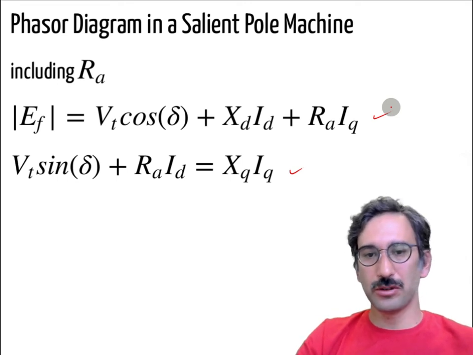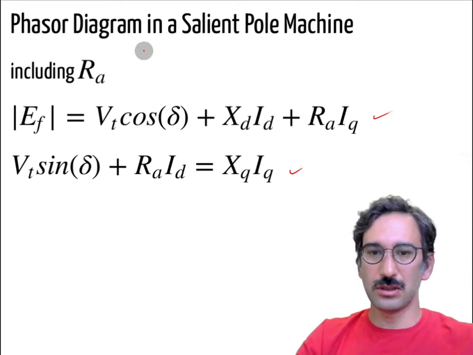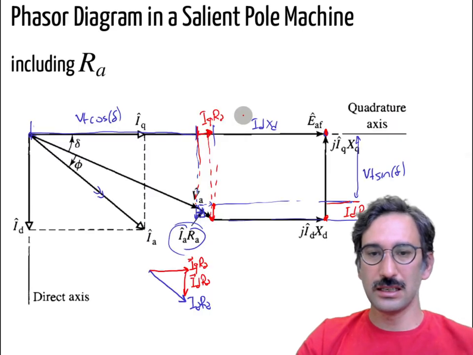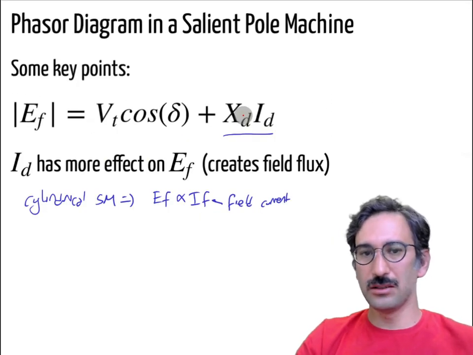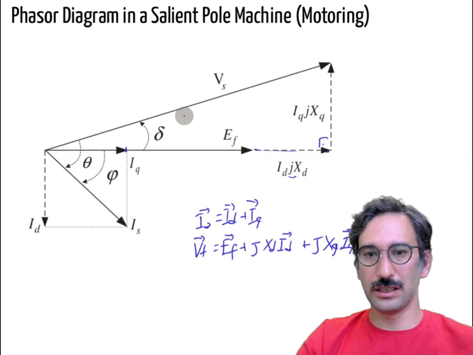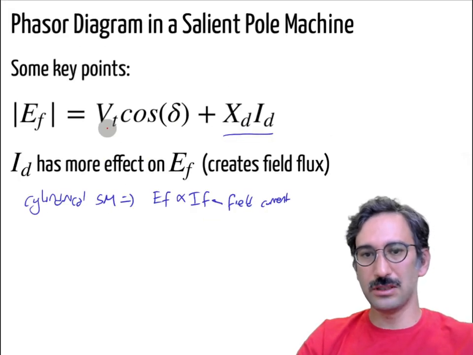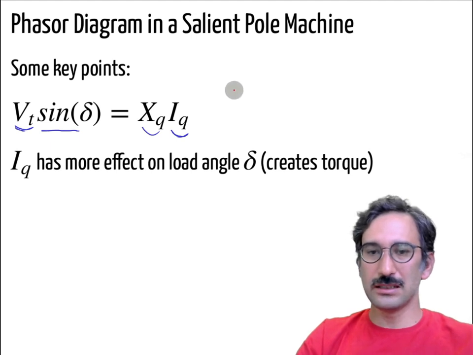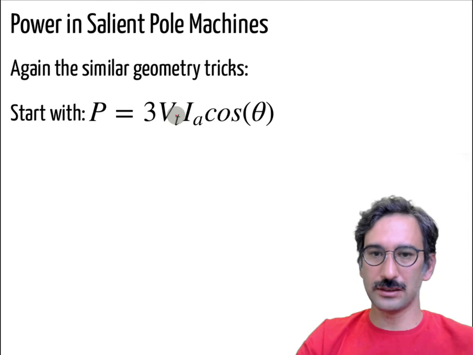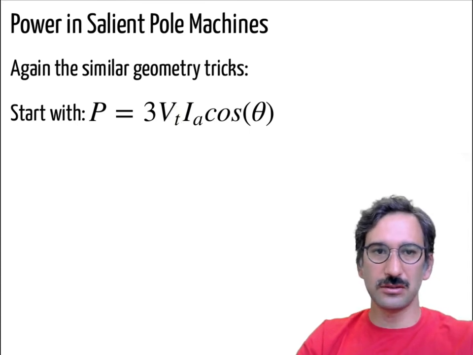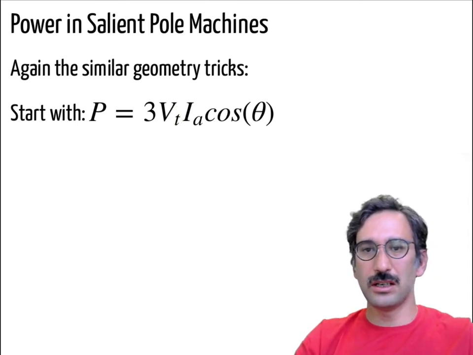Again, I'm going to omit RA, so you can just omit the RAs and obtain the two terms we already derived. So the EF magnitude is VT cos delta plus XD ID, and VT sine delta is equal to XQ IQ, right? So let's try to derive the power equation.